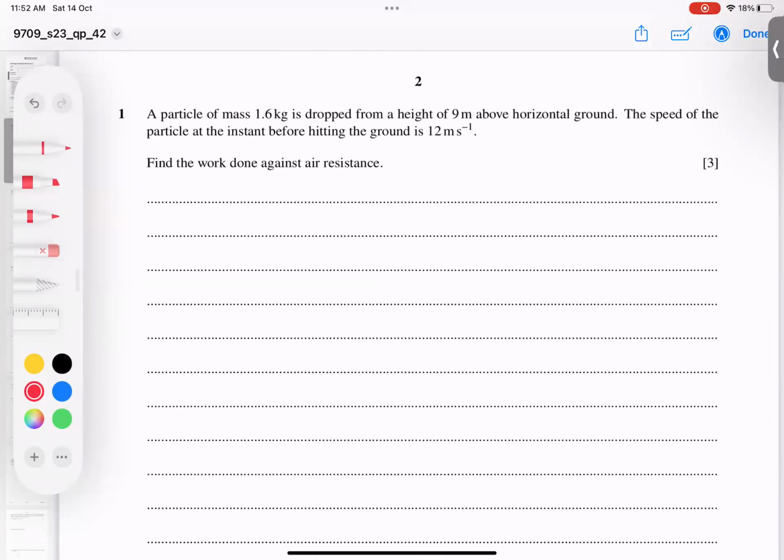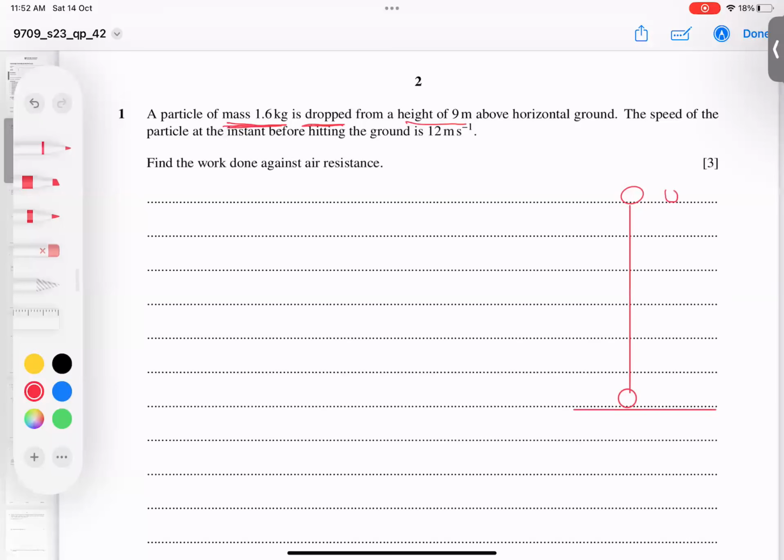The best way of doing the paper or any question, especially mechanics, is to write the data and draw a sketch, a diagram. Like a mass is 1.6 kilogram particle is dropped from a height of 9 meters. So if you make a rough idea, it means the situation is like that.